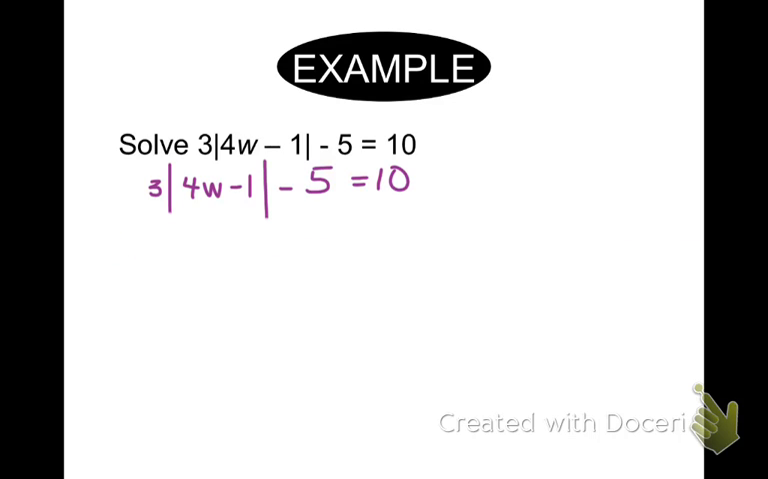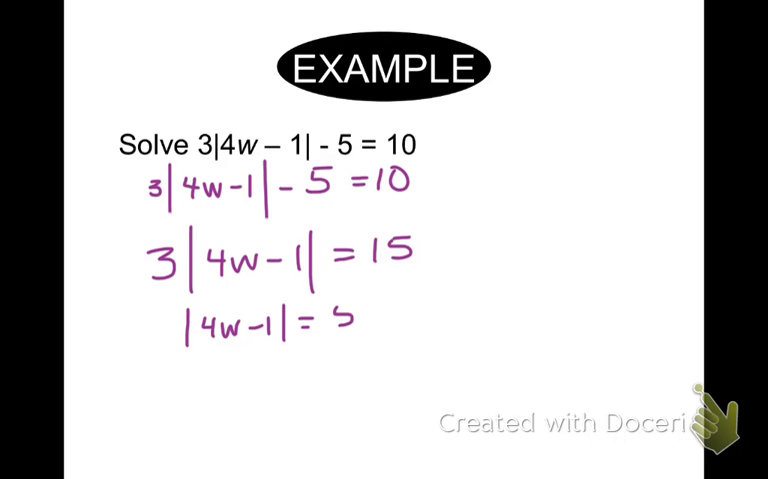So to do that, let's get rid of the 5. Move the 5 over by doing what? Plus 5. Yep, so let's add 5 over. Then we're going to do what? Divide by 3. Now we have the absolute value sign all by itself.